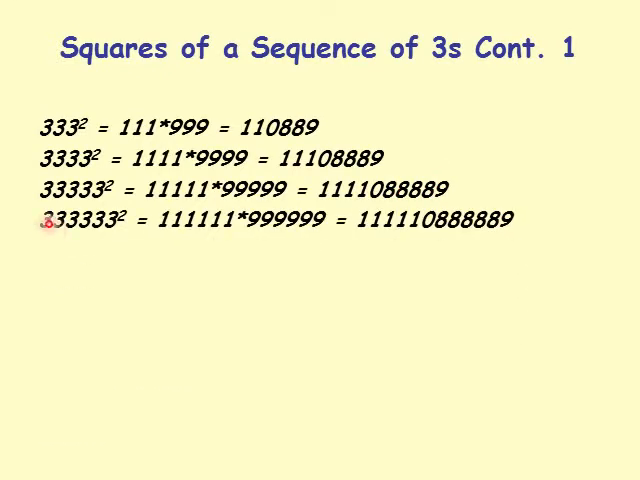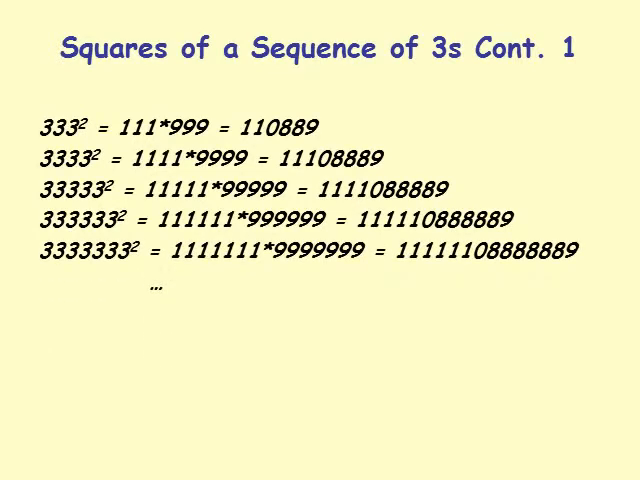Now 333333, six 3s, squared equals six 1s times six 9s, which is equal to five 1s, a 0, five 8s, and a 9. Let's continue here. Seven 3s squared is equal to seven 1s times seven 9s, equal to six 1s, a 0, six 8s, and a 9. Let's continue.